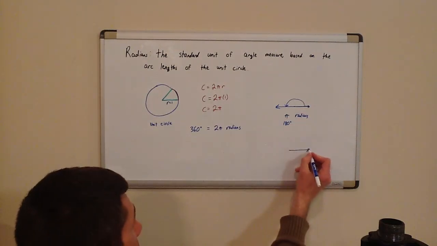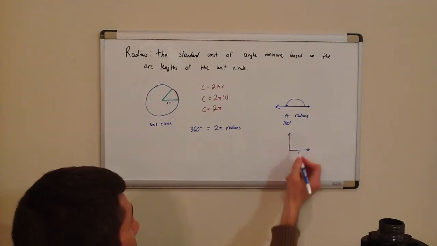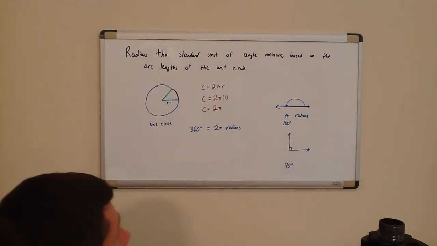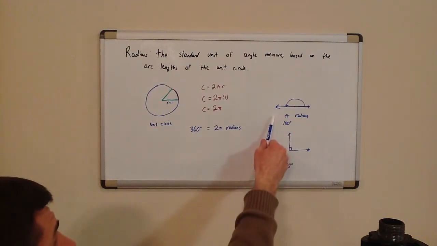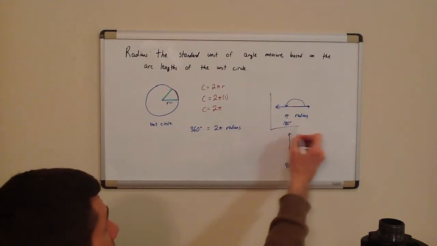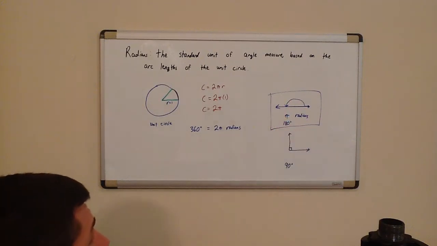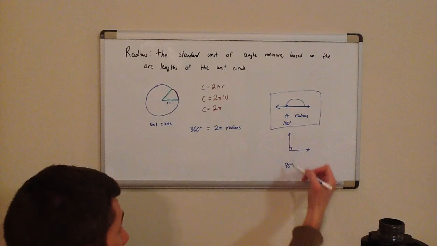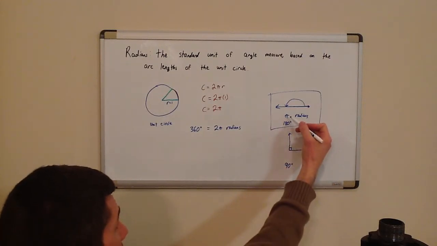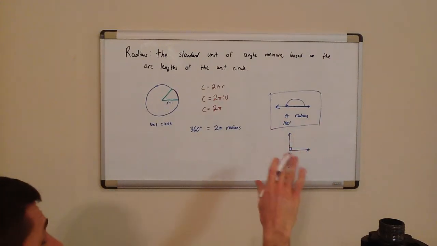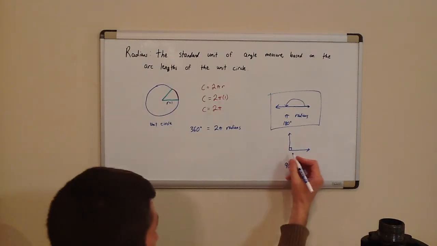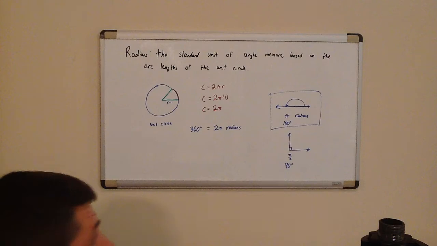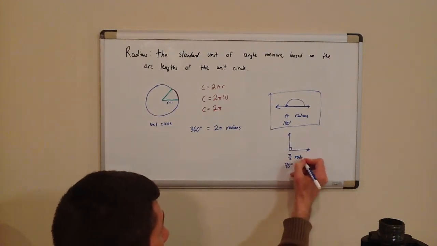Okay, let's do another one. The measurement of this angle is 90 degrees. Well, clearly, it's half of this last example. It's half of a 180 degree angle. Well, half of 180 degrees is 90. Half of pi is, now don't grab your calculator, don't give me a decimal. Half of pi is really just half of pi. It's pi over 2 radians.